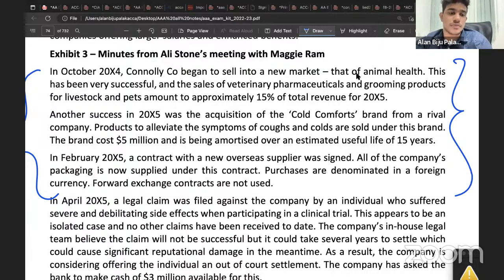In February 2015, a contract with a new overseas supplier was signed. All of the company's packing is now supplied under this contract. Purchases are denominated in foreign currency and forward exchange contracts are not used.